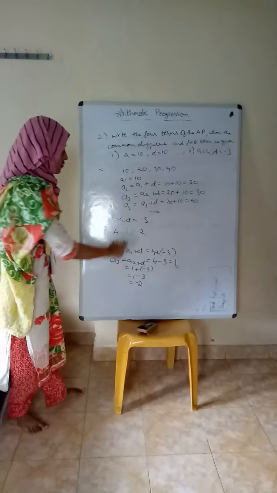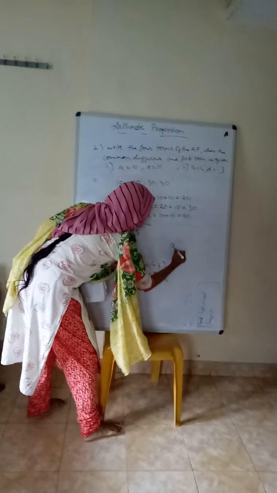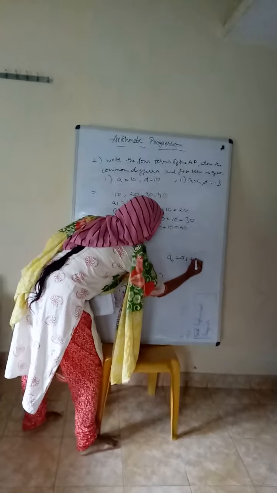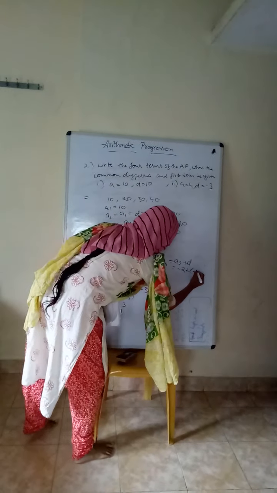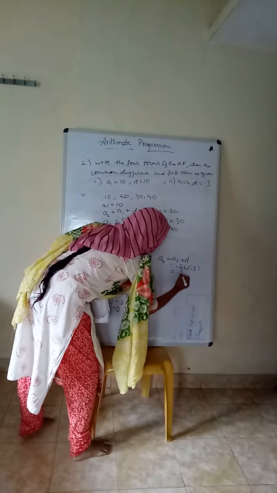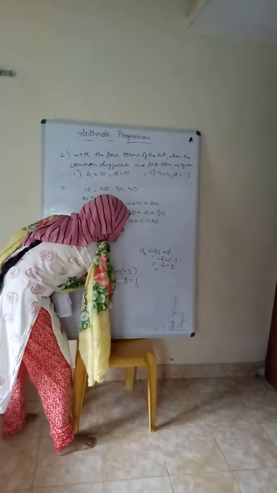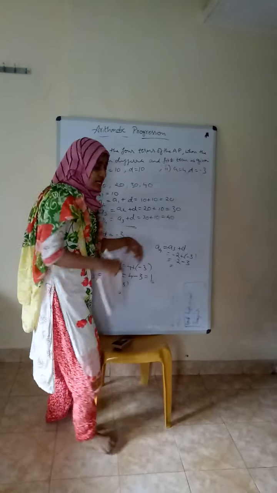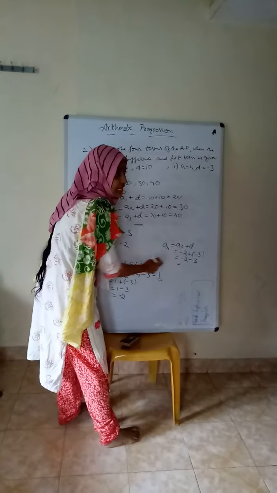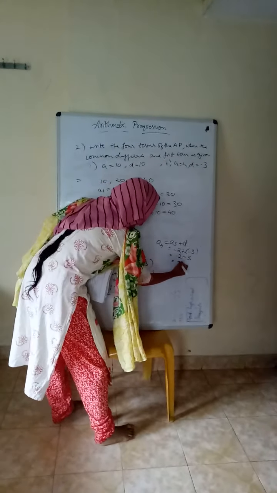So what will be the fourth term? A4 is equal to A3 plus D. What is A3? Minus 2. Minus 2 plus D is minus 3. So minus 2 plus minus, minus 3. So minus 2 minus 3, same sign. If you have same sign, you have to add the numbers and write the sign of the greater number. That is minus 5.